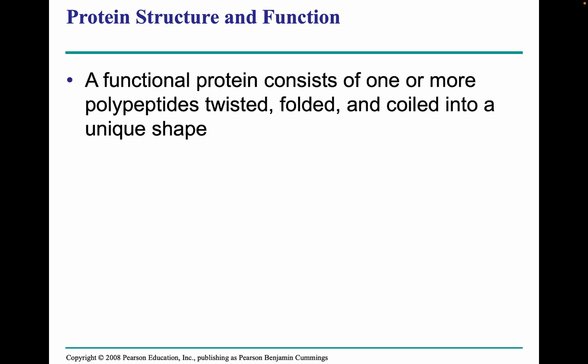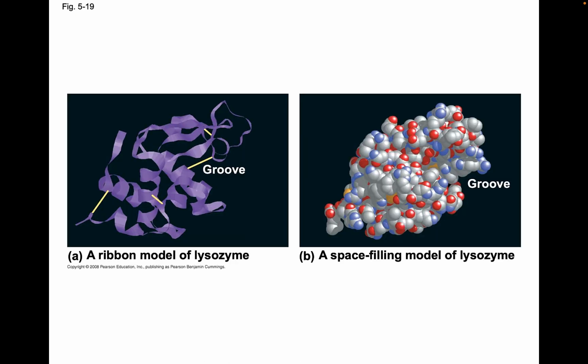Okay, so a functional protein consists of one or more polypeptides that are twisted, folded, and coiled into a unique shape. It is this three-dimensional shape that's important. Remember we talked about denaturation. If we destroy that three-dimensional shape, if we change that three-dimensional shape, that means that protein becomes denatured or is non-functional. So the functional protein has its three-dimensional shape intact.